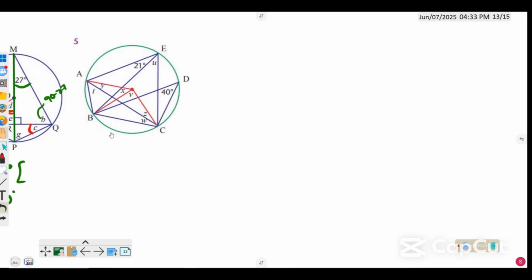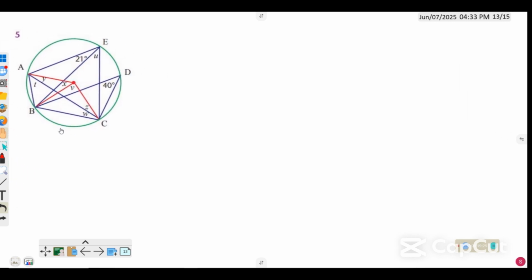Let's do number 5 together. On number 5, what do you have? First things first, you are supposed to do this in alphabetical order. T, U, V, W, X, Y, Z. Let's go for T. We mark T, we trace back. It's point B. We trace, it's point C. So we have the arc that subtends angle T. It's BC. Which other angle is subtended by that?